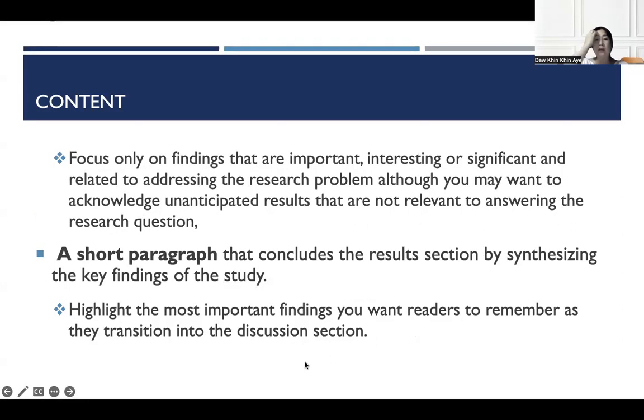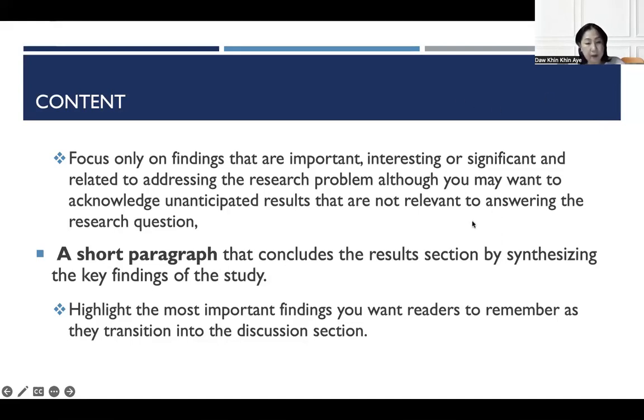Now, the next one, focus only on findings that are important, interesting, or significant, and related to addressing the research problem, although you may want to acknowledge unanticipated results that are not relevant to answering the research question. But you can also include that. If it is interesting enough, you can mention it for the recommendation for further research in the conclusion section.